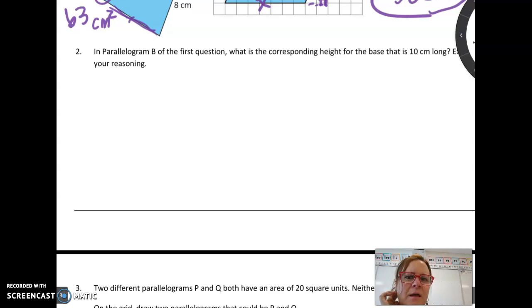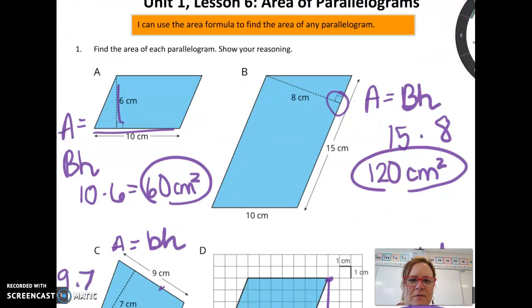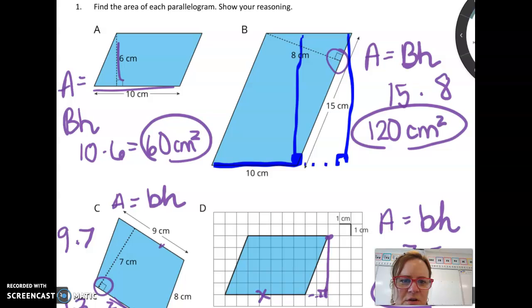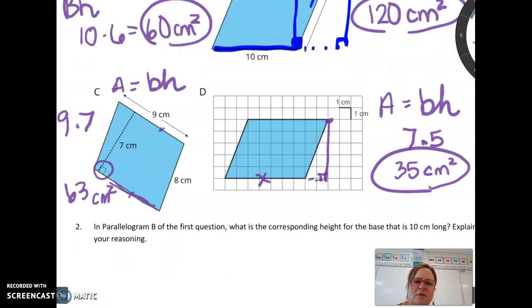In parallelogram B of the first question, what is the corresponding height for the base that is 10 centimeters long? Okay, so that's interesting because in order for us to find the corresponding height to this base of 10, we need a line that is formed at a perpendicular 90 degree angle right here or right here. And we don't have that. So we don't know. We can reason that it's going to be less than 15, but we don't know.